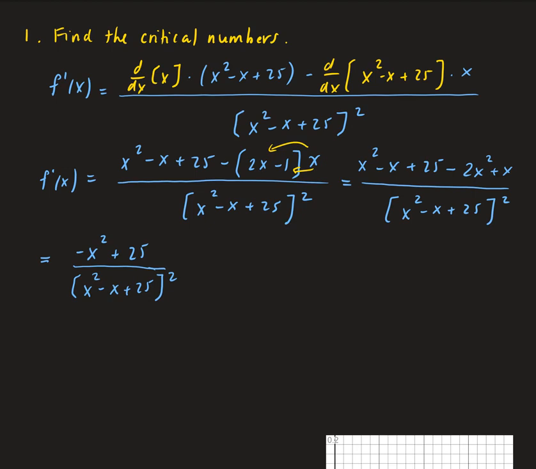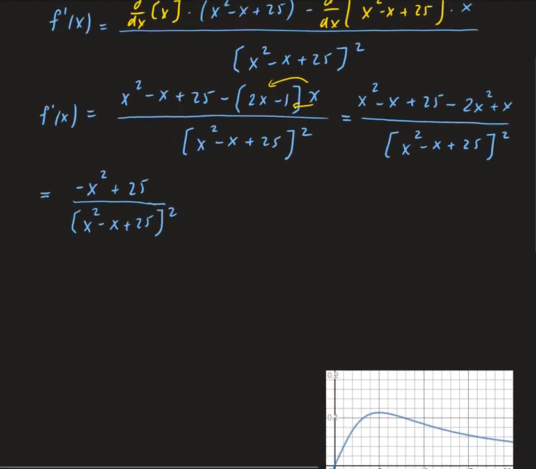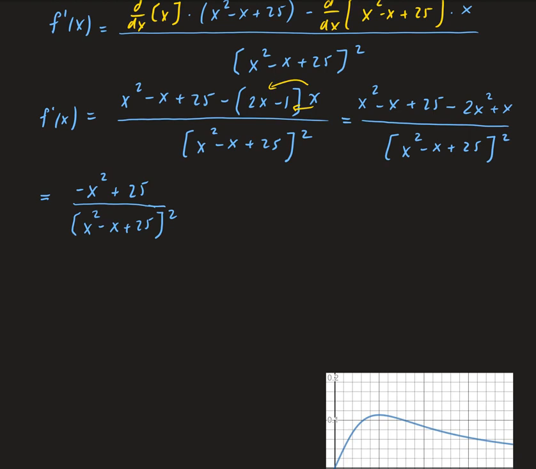Okay. So we're going to go ahead and set that equal to 0. When we set this equal to 0, again, we just need to look at the numerator. So that's going to give us minus x squared plus 25 equal to 0, which is equivalent to x squared equals 25, and that will give us x equals plus or minus 5. Okay. All right, so there's our critical numbers.